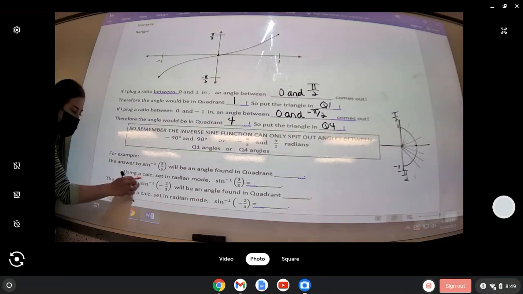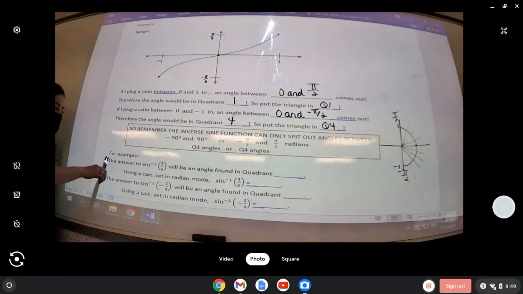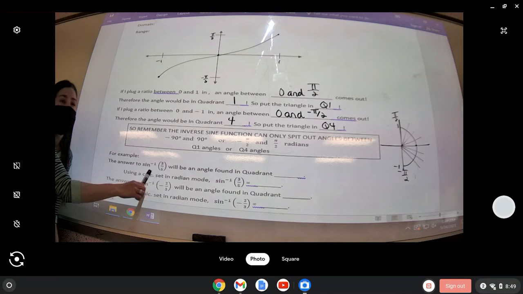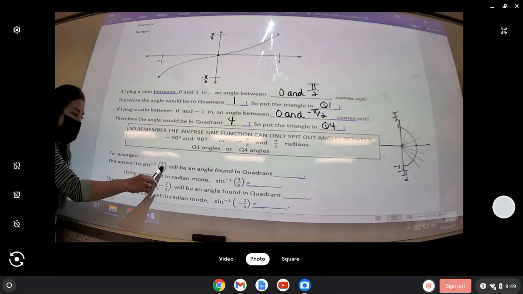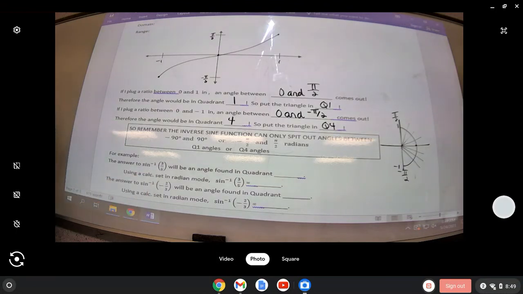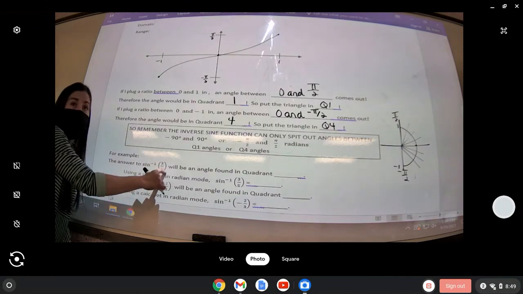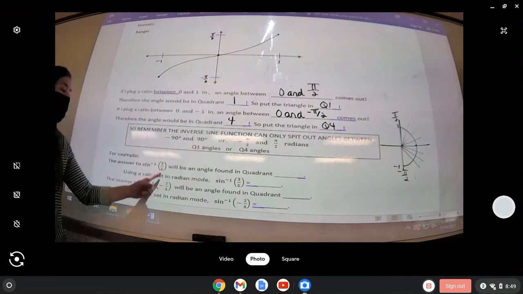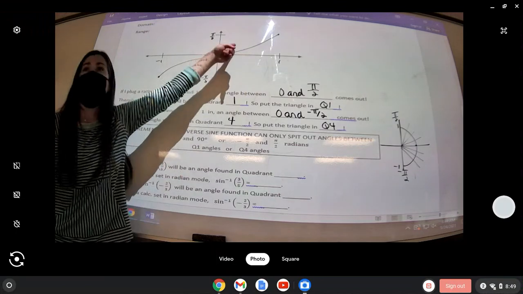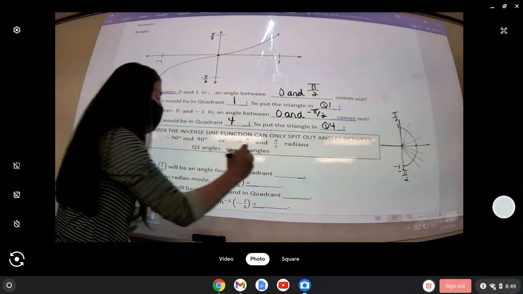All right, so guys, look at this. If you're ever asked the answer to the inverse sine of 3/5, well, guys, do you agree that 3/5 is a positive ratio between 0 and 1? So if you take the inverse sine of a positive ratio between 0 and 1, the answer to that we already know. It's a quadrant 1 angle. It's something between 0 and pi over 2.